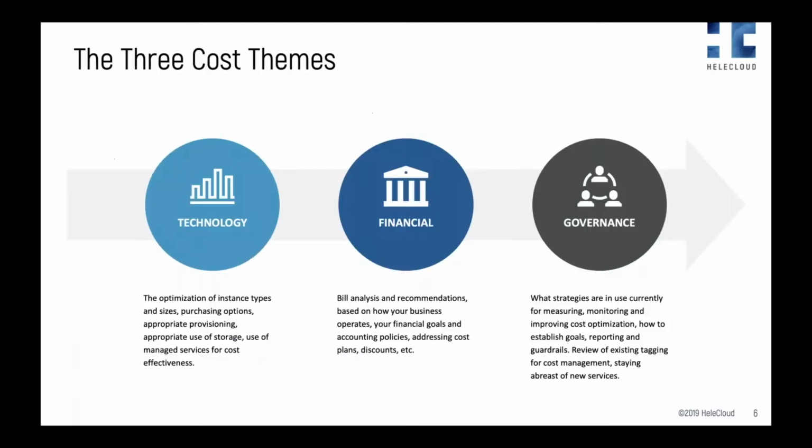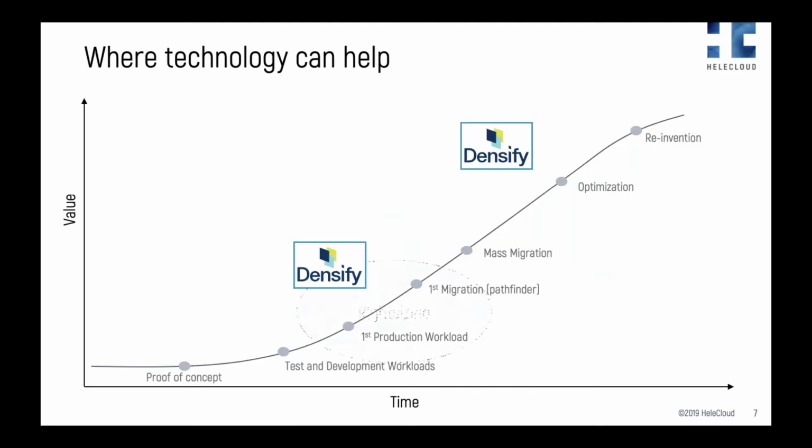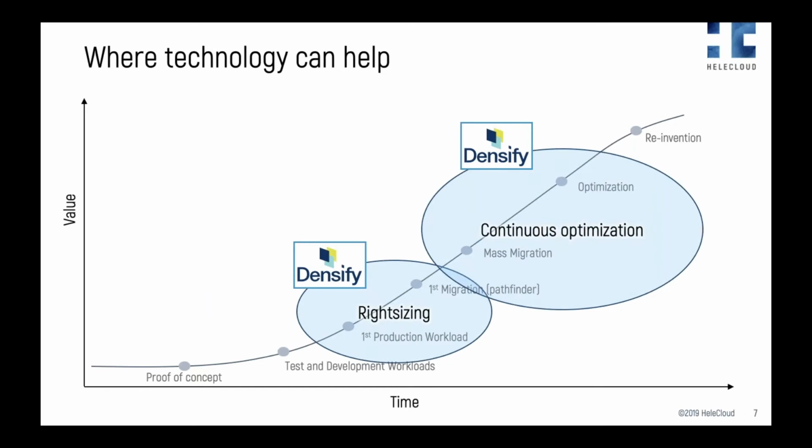At HeleCloud, when we consider cost control and optimization, we have three themes in mind: technology, financial, and governance. I'll be dealing with financial and governance later, but first let's turn to how technology can help and at what stages it can help. Densify provides excellent technology that can be used throughout the cloud adoption curve, from the migration planning phases to the continuous optimization of large workloads. So without further ado, let me hand over to Roger from Densify to take you through what it can do for you.